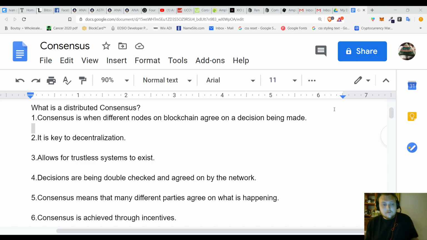Today I'm going to go over what consensus is and specifically what distributed consensus is. That's what Bitcoin and most other blockchains use. So I'll go over that. So consensus.